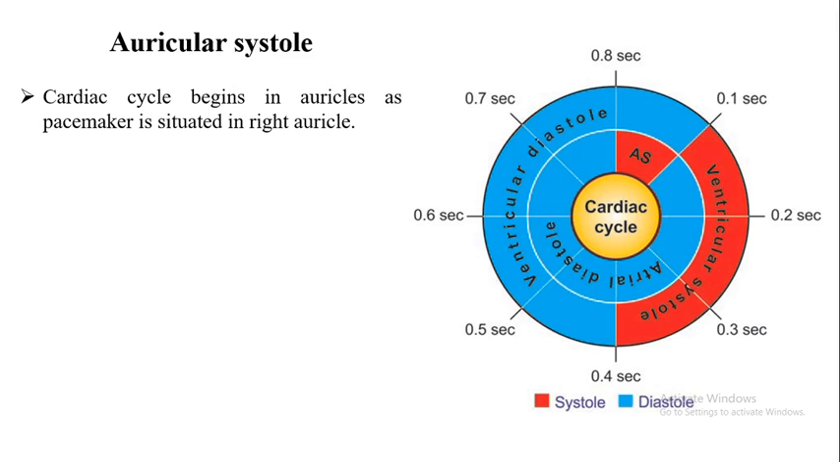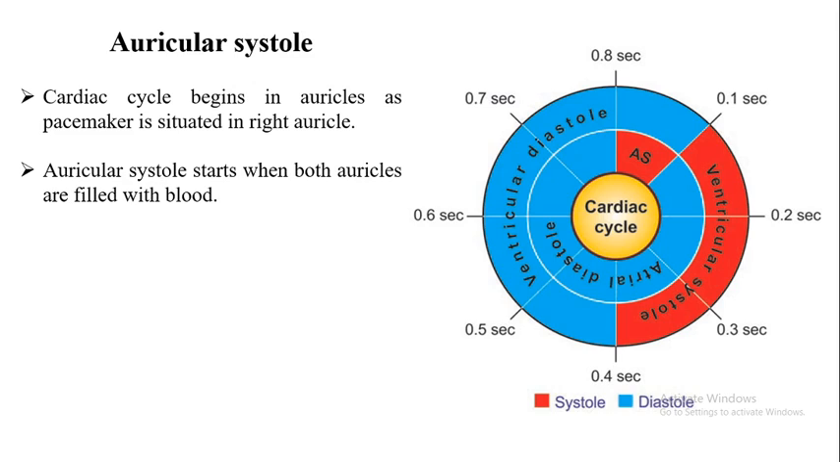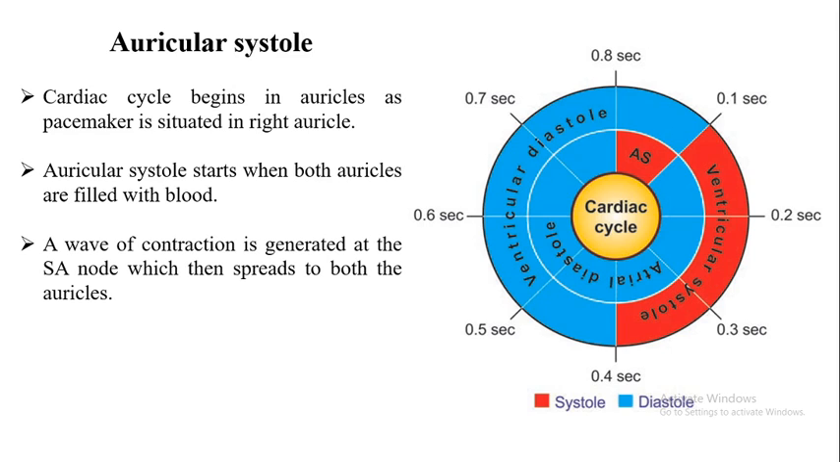So hence the cardiac cycle starts from the right auricle, and as we say, both the auricles get filled with blood: right side gets filled with deoxygenated blood and left auricle gets filled with oxygenated blood. When both these auricles are filled, then the cardiac cycle is initiated, and this is initiated due to stimulation of SA node. So SA node, which is a pacemaker, releases a wave of contraction. That wave of contraction is spread throughout the auricles, and hence the auricular contraction takes place.